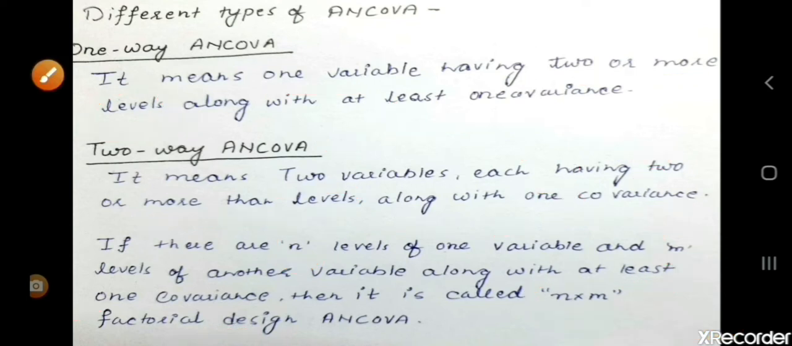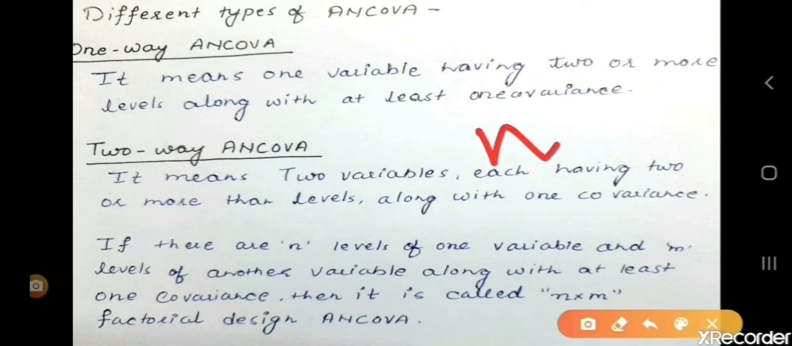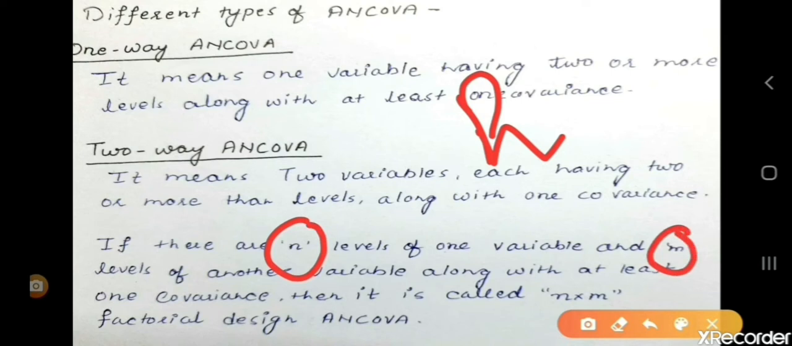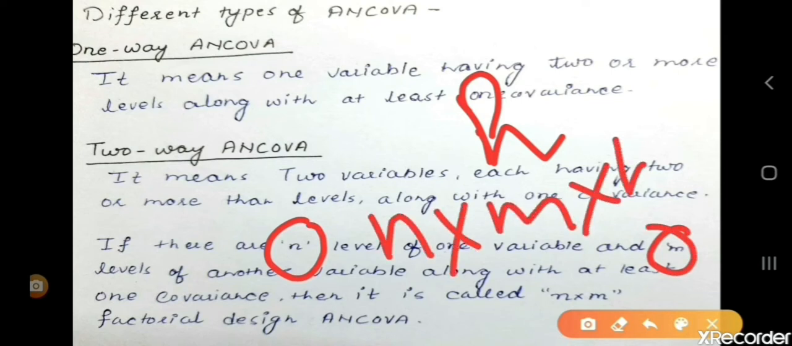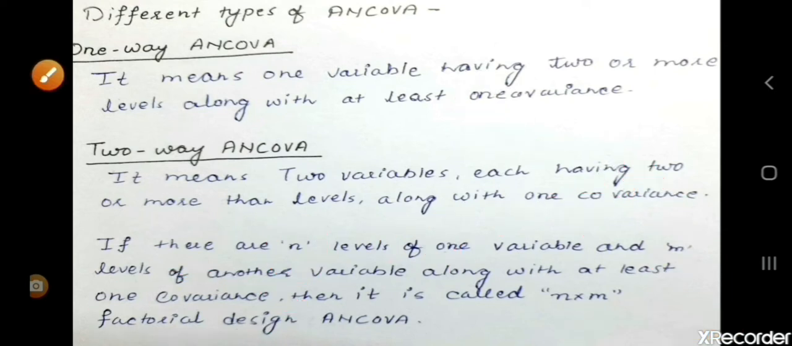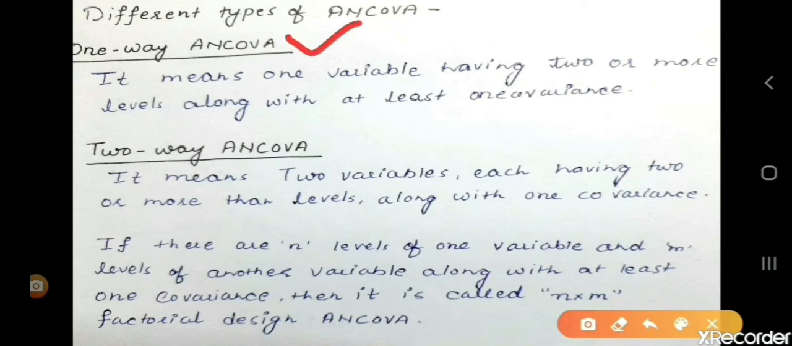Similarly we can have a third variable which has, suppose, h levels, while the first variable has n levels and the second variable has m levels. So in total we can say it is an n cross m cross h factorial design ANCOVA. In our course we'll study only the formulation of one way ANCOVA.